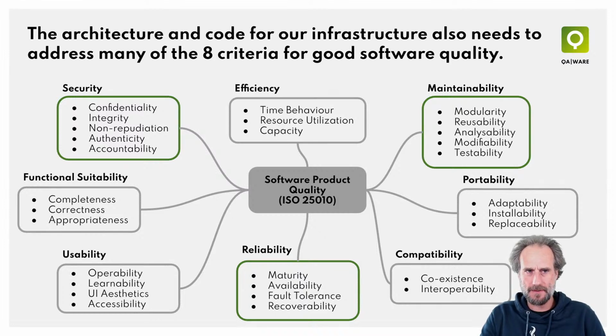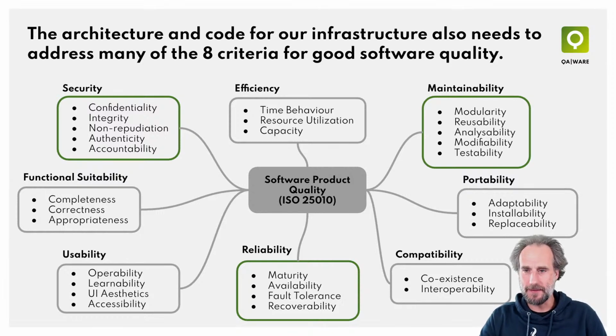I would argue that the architecture and the code of our infrastructure also need to address many of those 8 criteria for good software quality. So if you have never heard about software quality, make sure you have a look at the ISO norm 25010 about software product quality. And well, that basically mentions all those ilities, right?